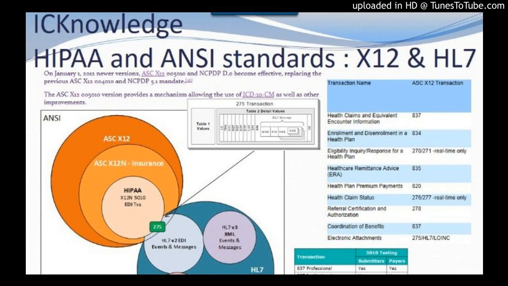ICD-9 and ICD-10 code description, the difference between CPT codes, ambulatory, inpatient, outpatient, U.S. healthcare video, HL7 video, HIPAA Act study.